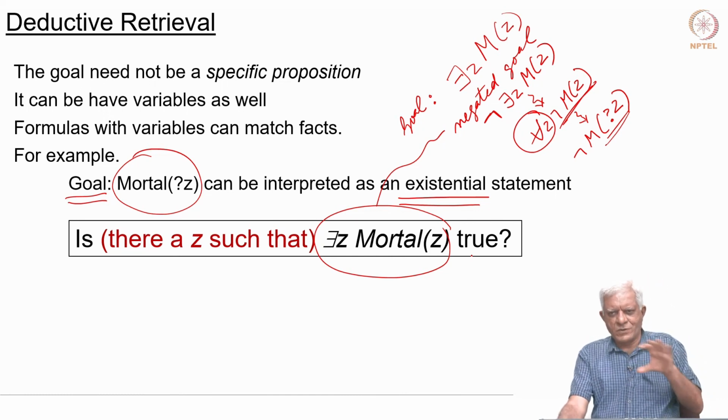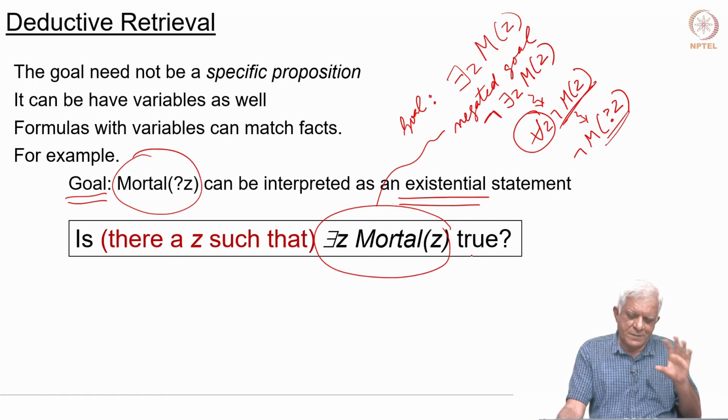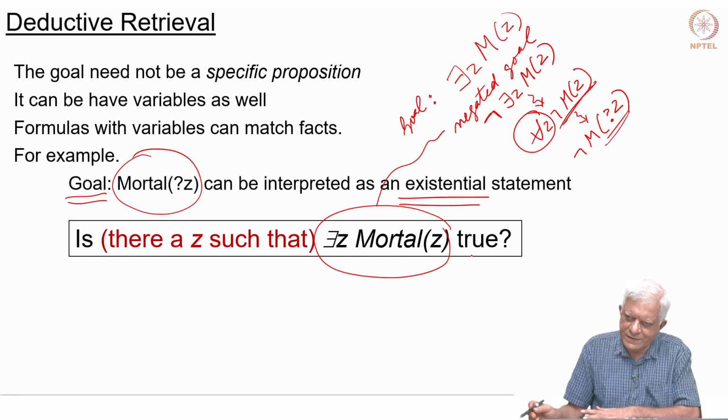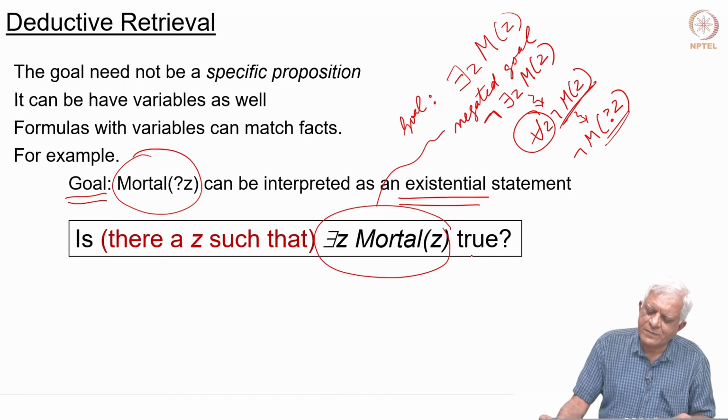If you are thinking of it as a goal, then you must remember that it is a goal and therefore it is existential. If you are going to add the negation of the goal, then it becomes a fact. That fact will lead to a contradiction, but it is a universal fact essentially.